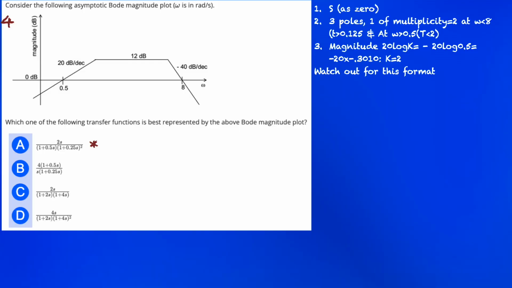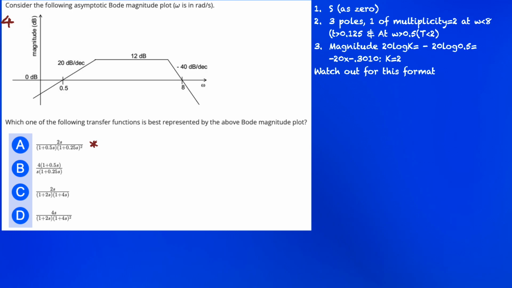Consider the following asymptotic Bode plot. What do we see here? Right at the beginning, there is an upward movement, or upward slope. Okay, so we are going to have a zero, because it's upward, it's a zero. It's in the numerator. If it's downward, it's in the denominator, so we are having a pole. And it's a zero at s is equal to 0. Okay, so that's the first point.